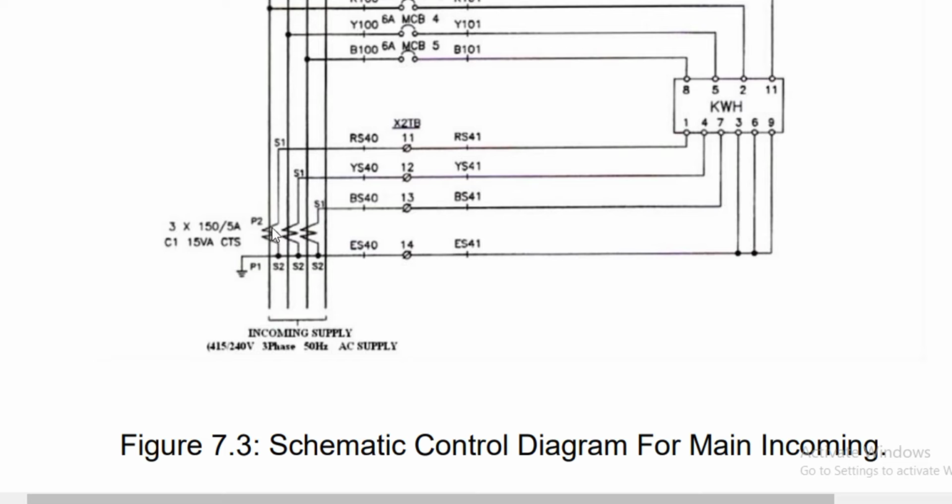The condition of this schematic control diagram is that it is three-phase. The frequency is 50 Hz. The ratio of the voltage is 415 to 250 volt, 240 volt. This is the common voltage supply in Malaysia, and it is also an AC supply. From here there are actually four lines: these three are for red, yellow, blue, and this one is the neutral connection.